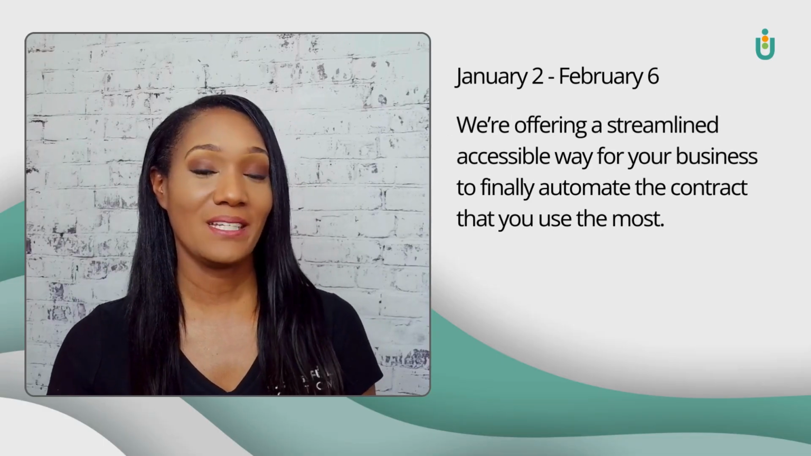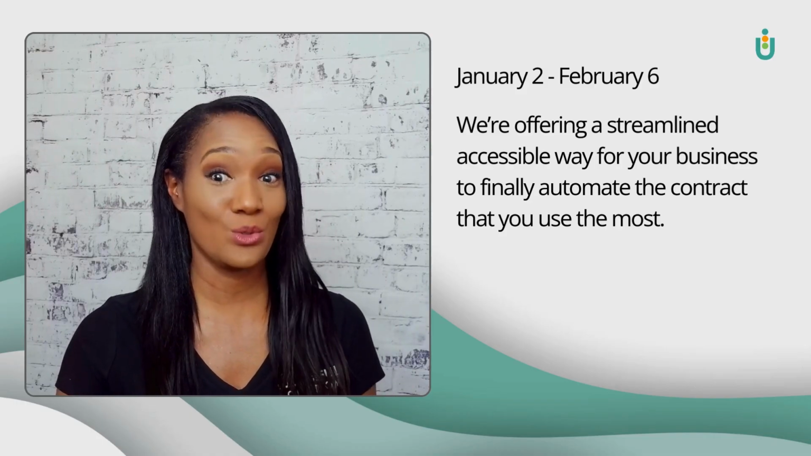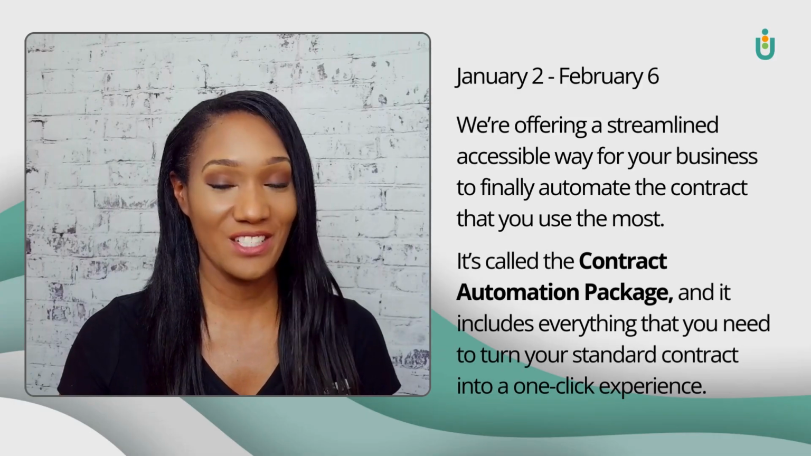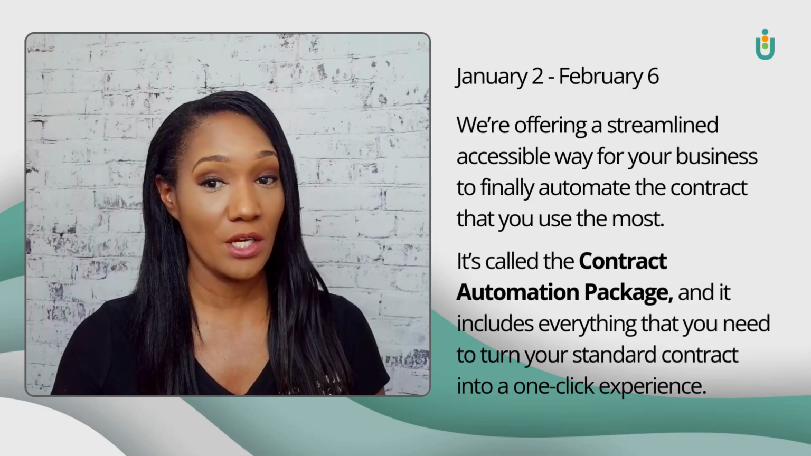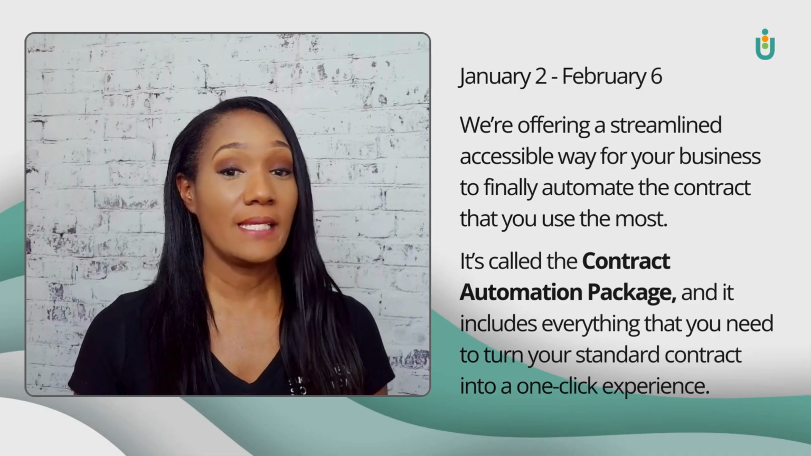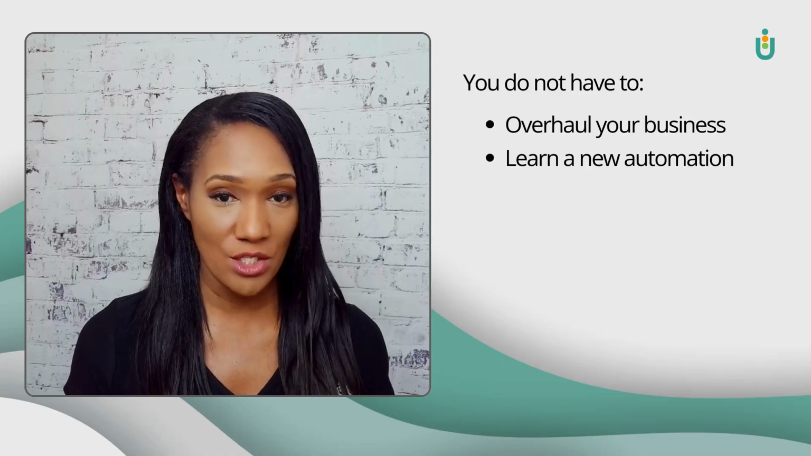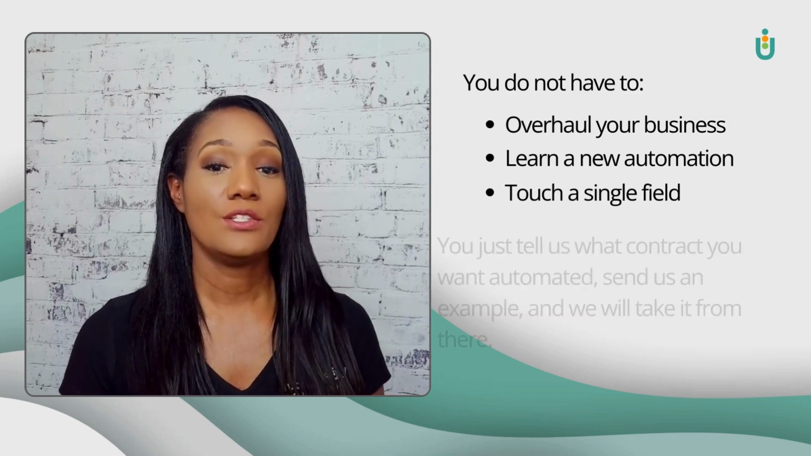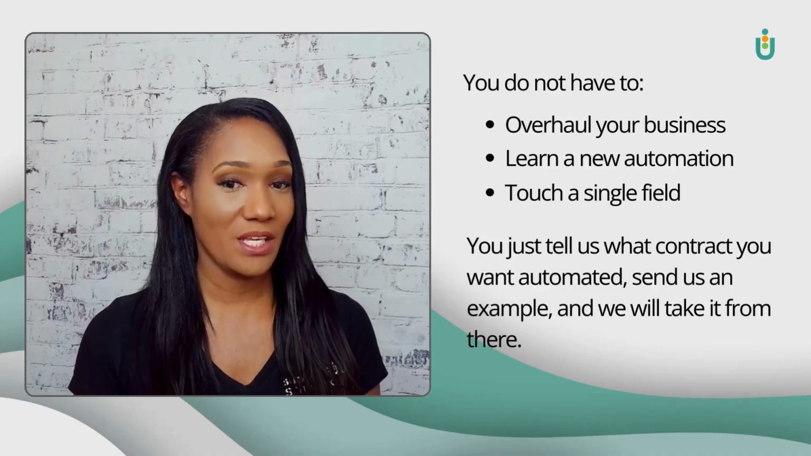Okay, so here's the good news. For a short window from January 2nd through February 6th, we're offering a streamlined, accessible way for your business to finally automate the contract that you use the most. It is called the Contract Automation Package, and it includes everything that you need to turn your standard contract into a one-click experience. Now, you do not have to overhaul your business or learn a new automation. You don't have to touch a single field. You just tell us what contract you want automated, send us an example, and we will take it from there.